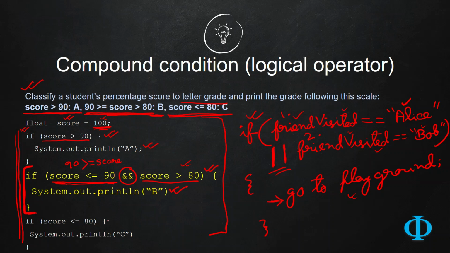And then the third condition is again a simple if condition where there is only one condition, which is checking if the score is less than or equal to 80. In that case, just print C. This is again not a compound if statement, but just a simple one. So in this example, I have shown you a real world example of a compound if condition, where I am checking if the score is between 90 and 80 in this part. In the next video, I am going to explain this more clearly with a demo Java program.